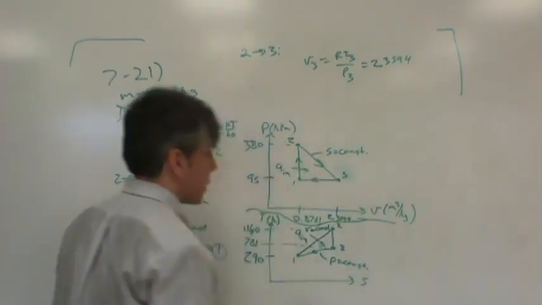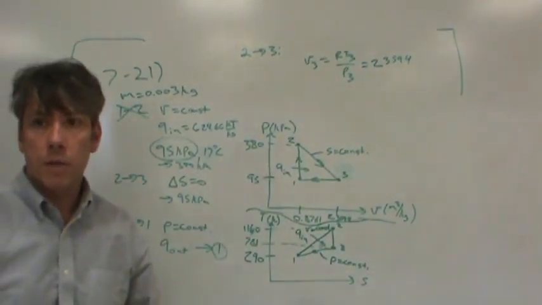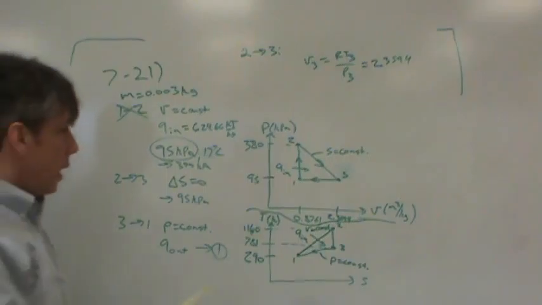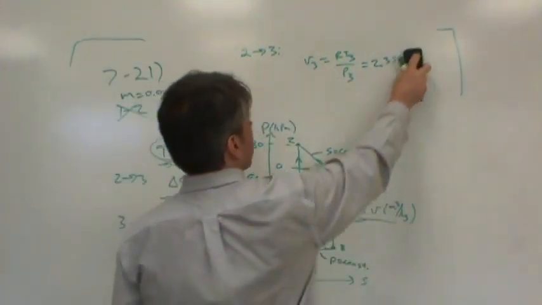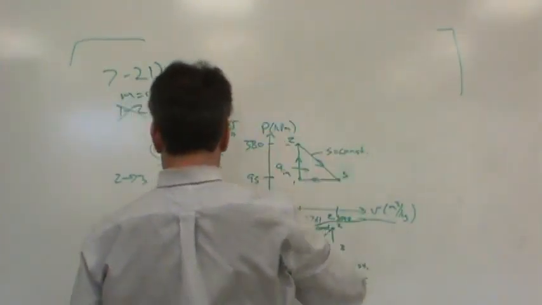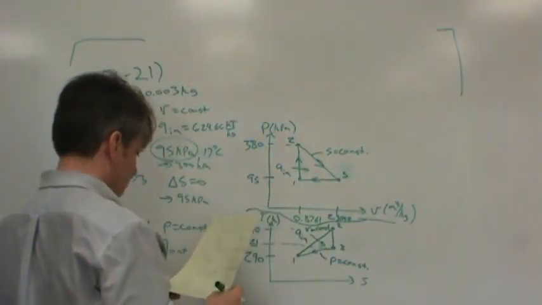It has to end up where it started. This is a 3-process cycle. And I forgot my units here. It's just cubic meters per kilogram, but I put it on the axis, so that should be okay. All right.